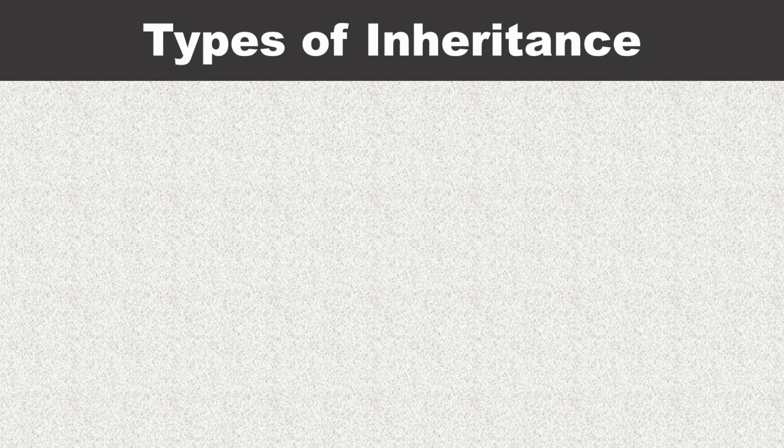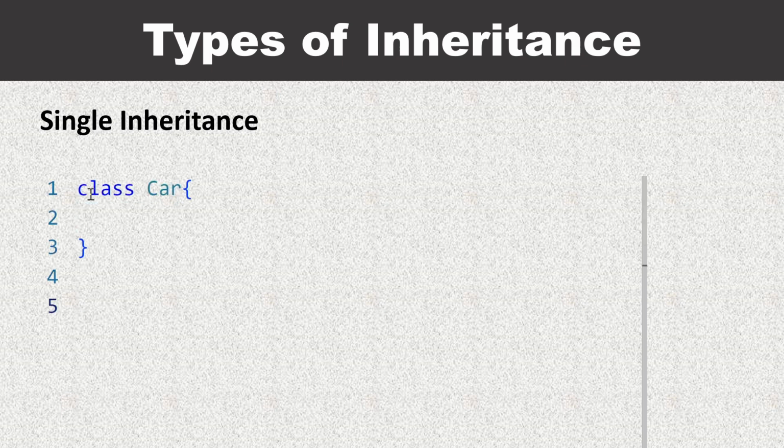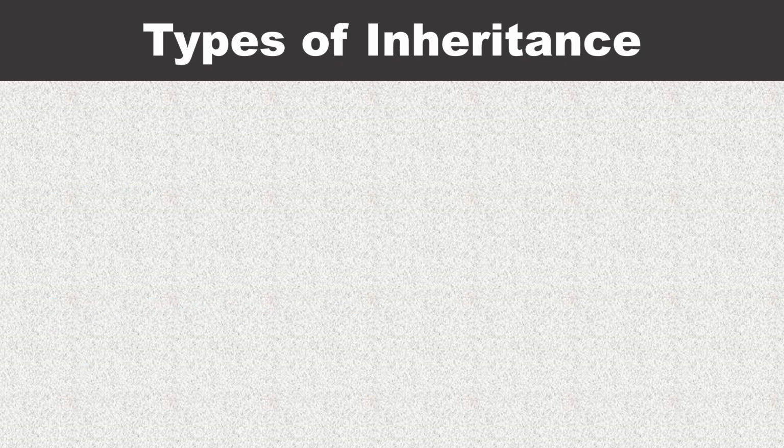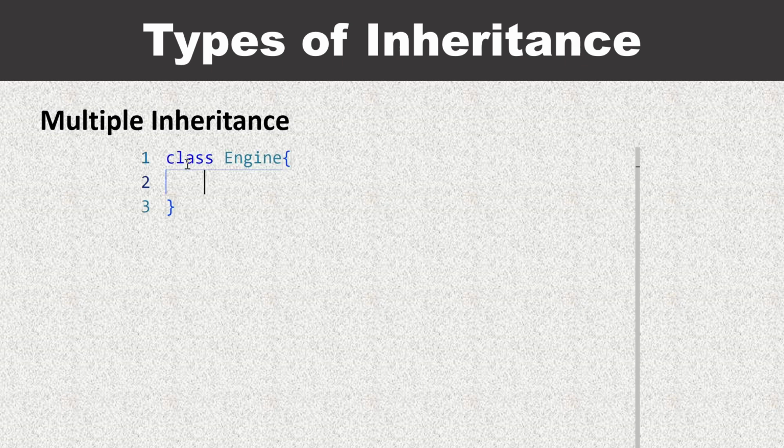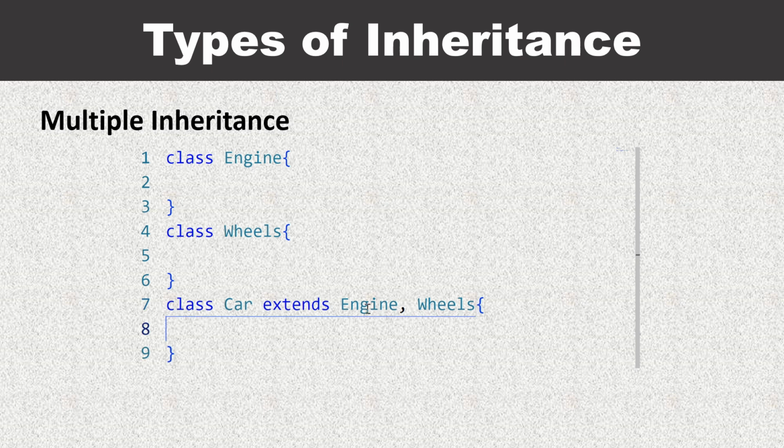Single inheritance. In this type, a subclass inherits from only one superclass. It is the simplest form of inheritance. For example, you have a Car class. You can inherit the Car class into a Tesla class. Multiple inheritance. A class can inherit from more than one base class, though only some languages support it. Let's try to understand an example. If you have two classes, Engine and Wheels, you can inherit these two classes into the Car class.